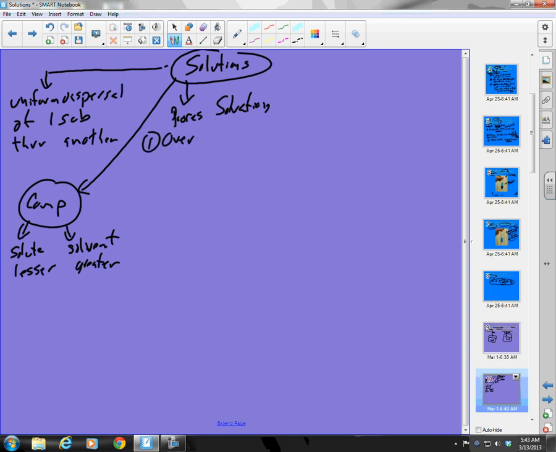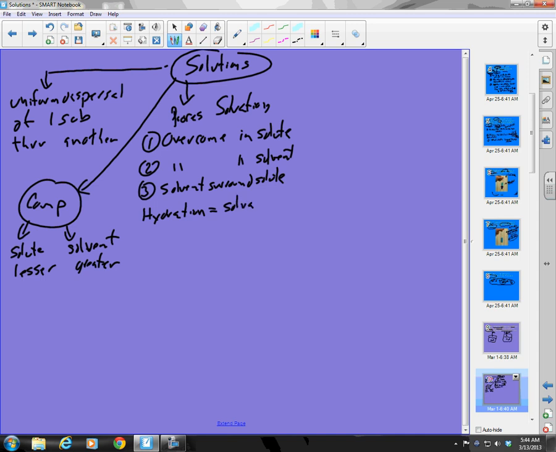Number one, we have to overcome intermolecular forces or attractive forces in solute. We have to overcome attractive forces in solvent. And then what happens? My solvent particles surround my solute particles, right? Good. And we said that there's a special case, which is hydration, and hydration is solvation in water. When my process occurs in water, when water is my solvent, that is hydration.